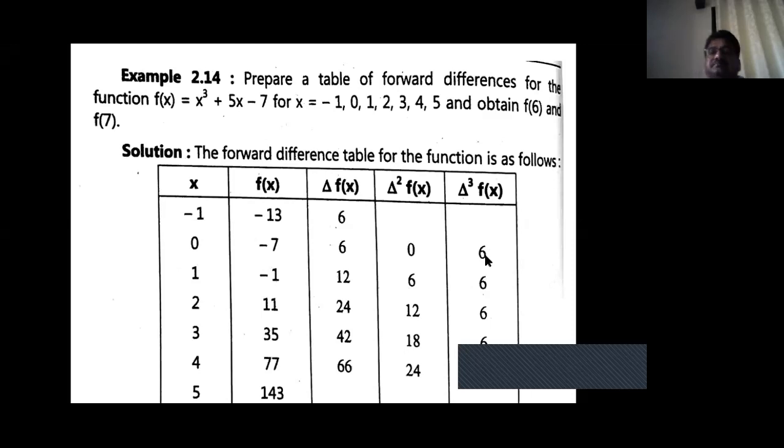Then we have to find the values of f(6) and f(7).